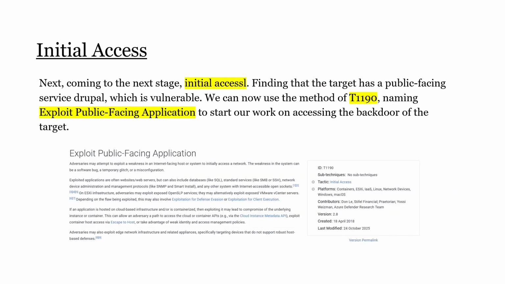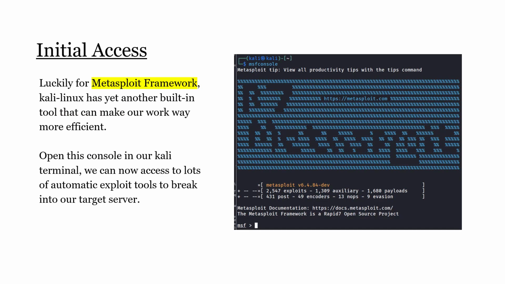Now we move to the initial access stage. Since Drupal is a public facing application and is vulnerable, we apply T1190, exploit public facing application. Our goal here is to gain an initial foothold inside the target system. To make the attack easier, we use the Metasploit framework, and as we mentioned before, it is already built into Kali Linux. By opening msfconsole, we gain access to a large collection of automatic exploits, and these tools help us efficiently attack the target server.